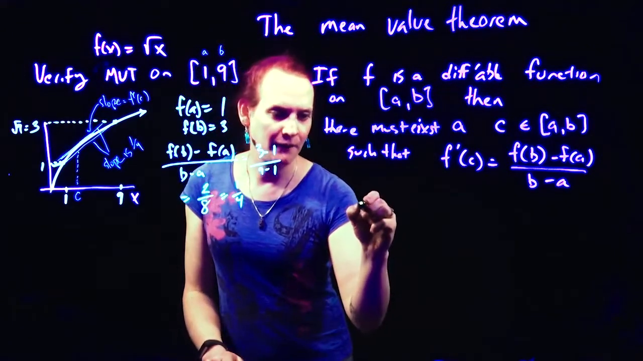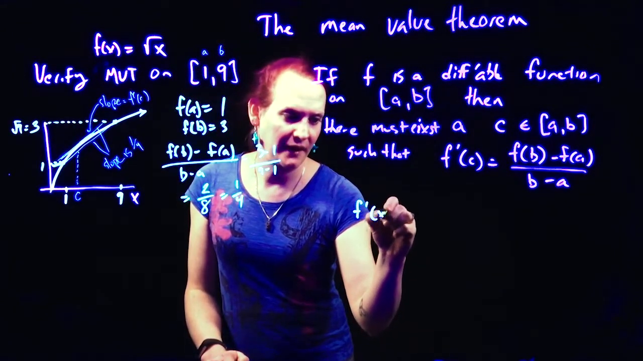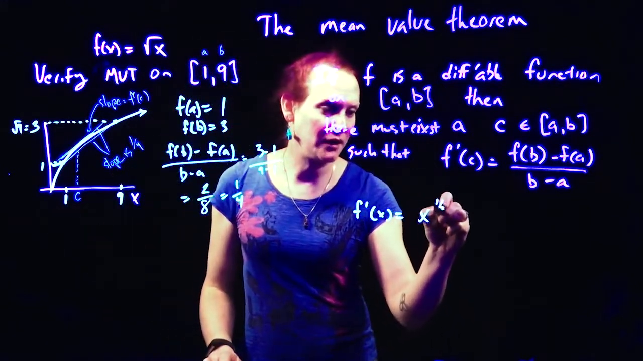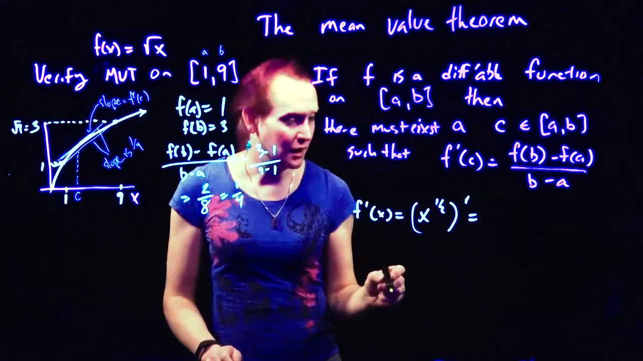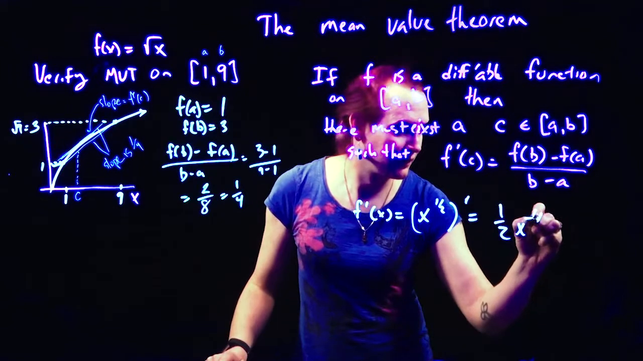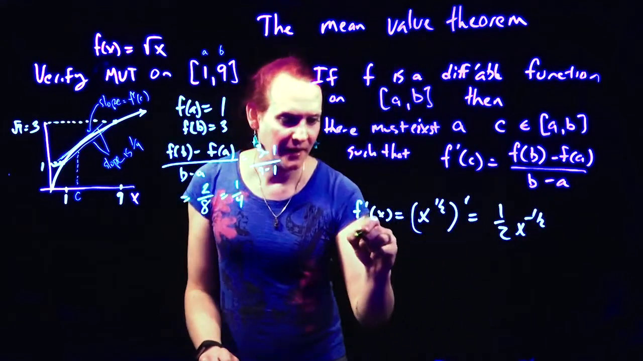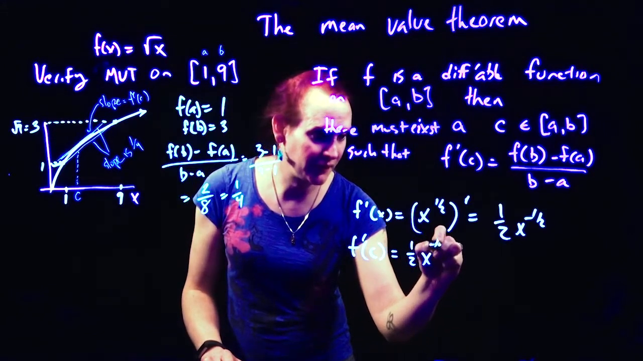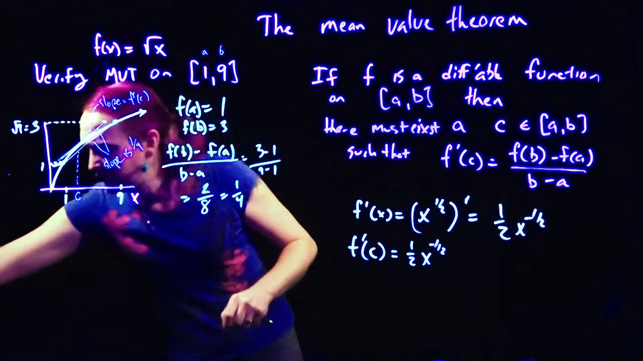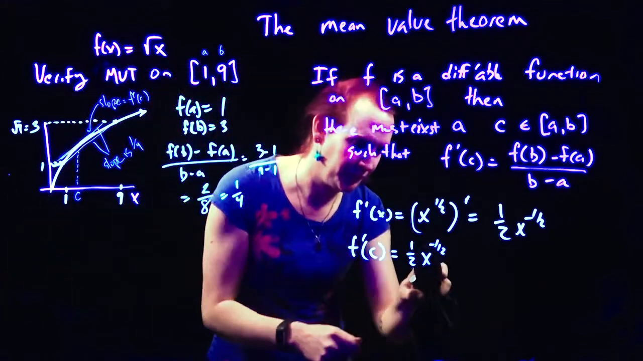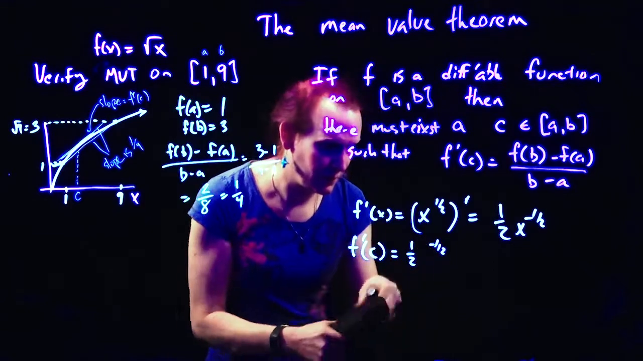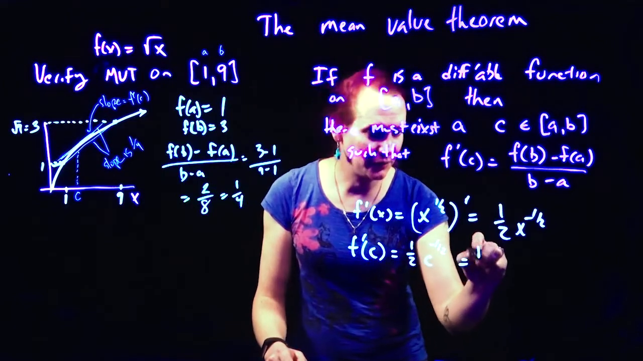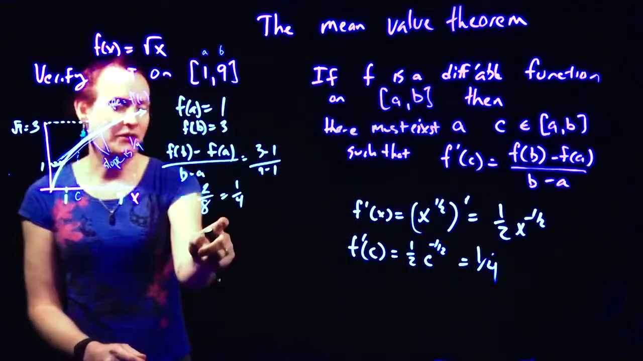So f prime of x is equal to, let's see here, we're going to differentiate x to the 1/2. So that's equal to 1/2 x to the minus 1/2, which means that f prime at c is equal to 1/2 of c to the minus 1/2. Nope, that's not x. That's our number c, my special value. And I'm going to set that equal to 1/4 because I found out that that's what it's supposed to be.